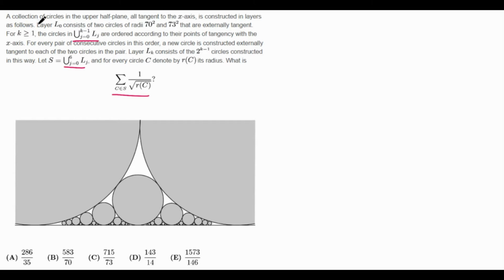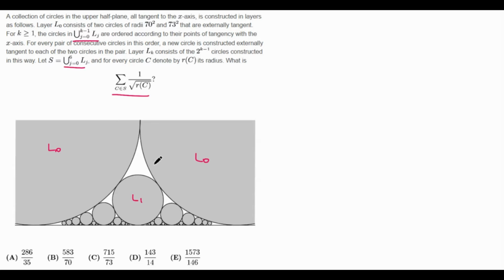So the problem says we have a collection of circles tangent to the x-axis in the upper half plane, and it is constructed as follows. First we have a layer L0 with circles of radii 70 squared and 73 squared. And for k greater than or equal to 1, the circles in the union from j equals 0 to k minus 1 of L sub j, which basically just means the circles in L0, L1, L2, all the way to L of k minus 1, are ordered according to their points of tangency with the x-axis.